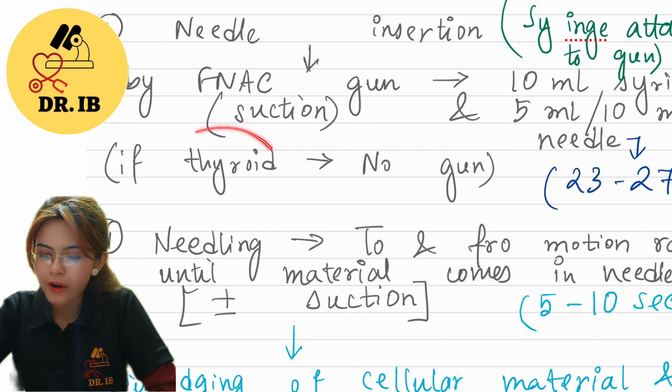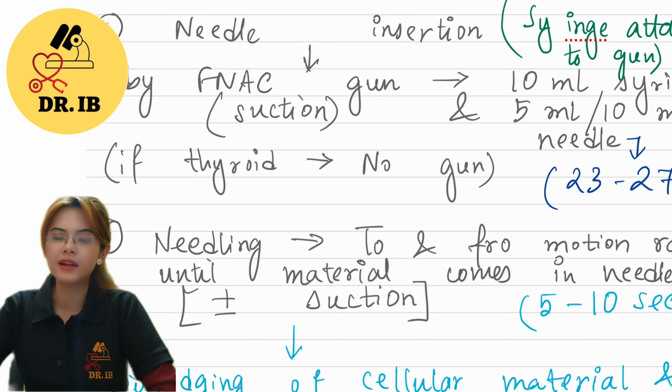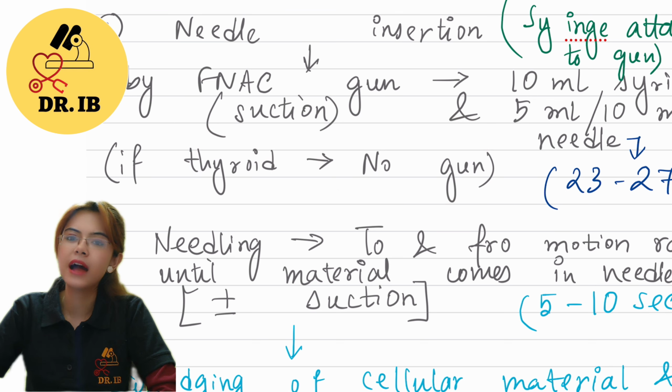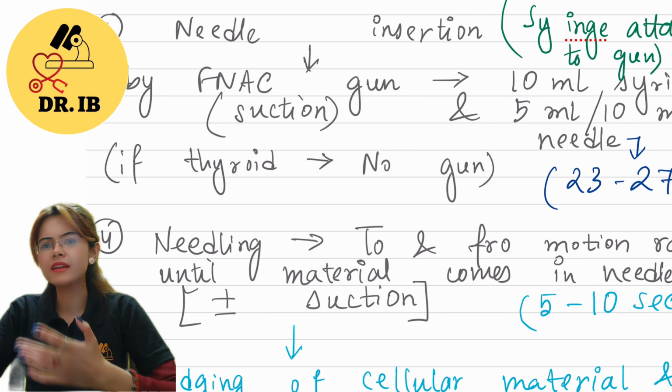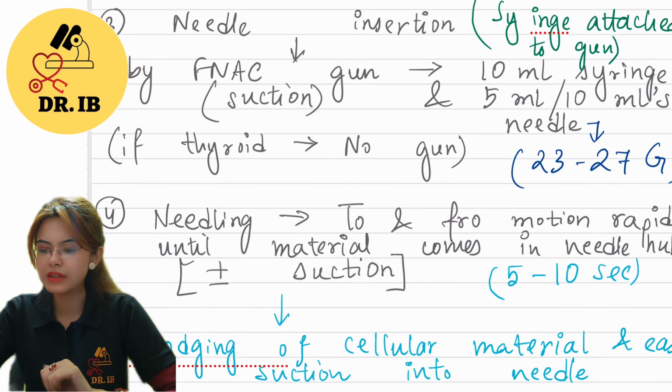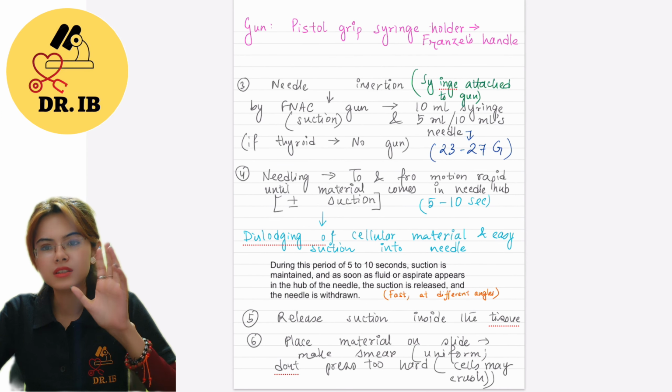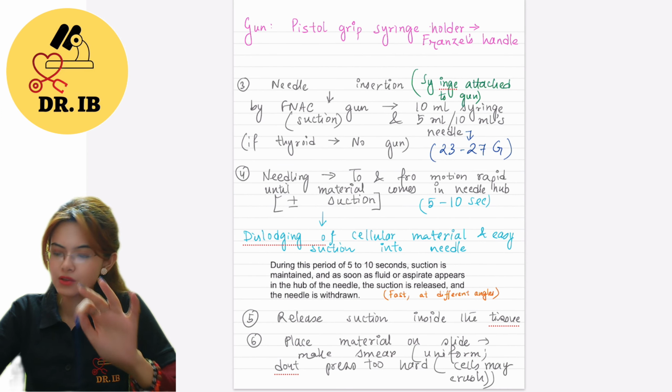If you have thyroid, then please do not use the gun. Avoid using your gun if you're doing a thyroid procedure, because you have vital structures over there. So avoid using that. You can do it just with a syringe, or even just with a needle as well.